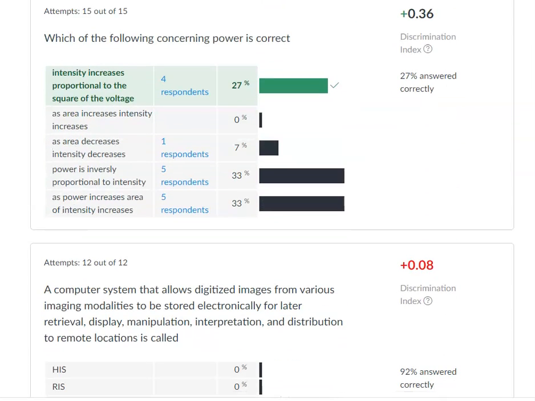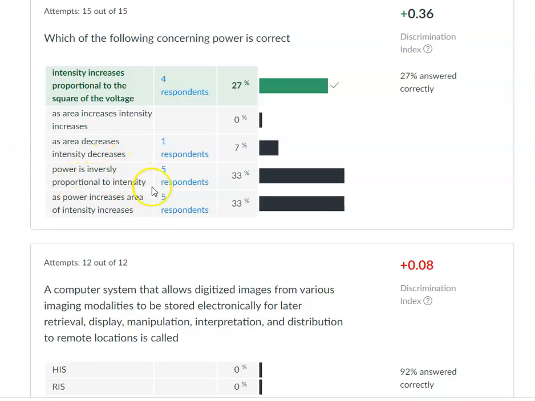Which of the following is correct concerning power? Intensity increases proportional to the square of the voltage. So it increases directly to the power, but it increases proportional to the square of the voltage. So the change in area is not affected by the change in power. The change in area has everything to do with the size of the pulse that you send out.